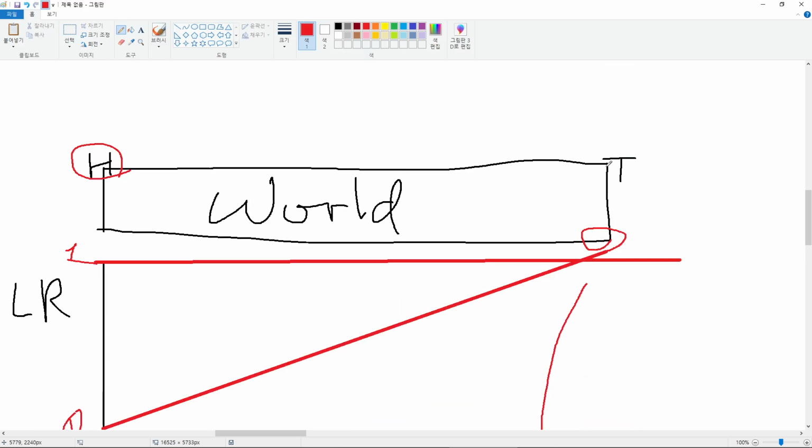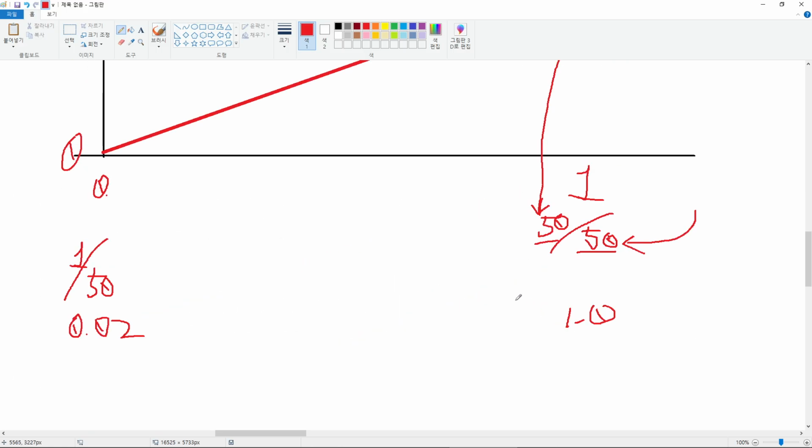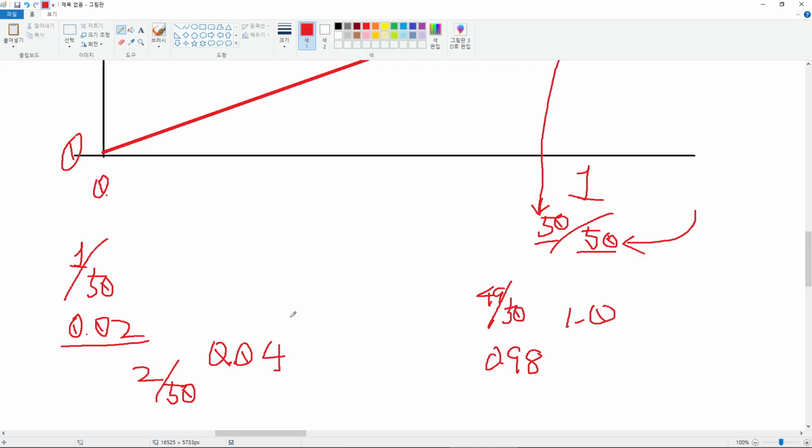However, the second one from the bottom is going to be 49 over 50, which is 0.98. And the second one from the top is 2 divided by 50, which is 0.04. So a learn rate of 2% and a learn rate of 4%, and then it goes on until a learn rate of 100%.